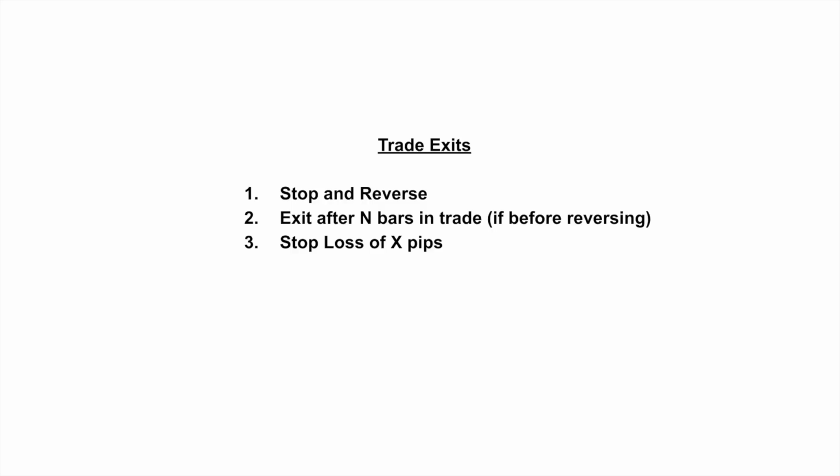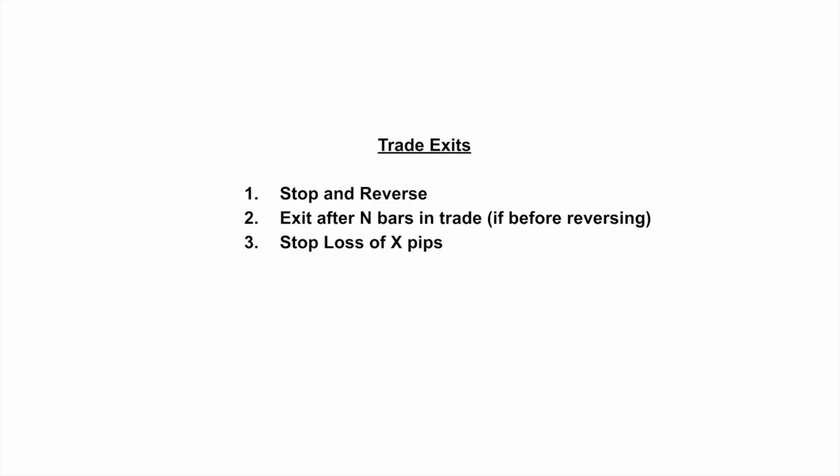Number 2 is exit after n bars in the trade. After so many bars in the trade, it could be 5 bars, 10 bars, 20 bars, and I've got in brackets there, if before reversing the trade. We might have our n bars set up as 20, so we're saying once we're in a trade, we exit just after 20 bars. However, let's say we're in a long trade. If before that 20 bar duration is up we get an entry to go short, then what we do is we ignore the n bar exit and we take the short trade.